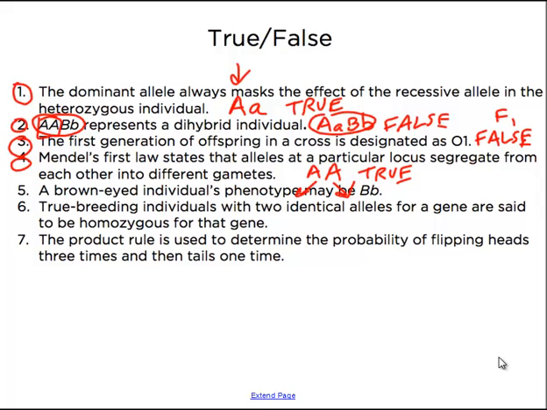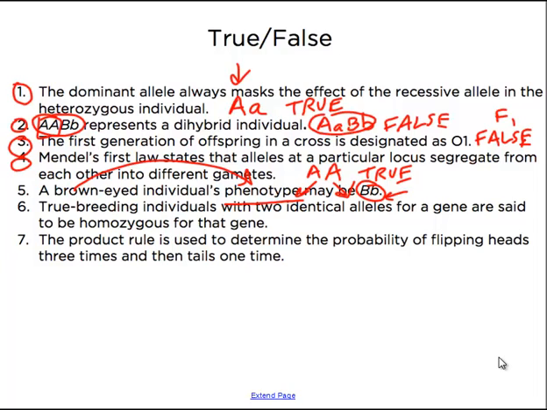A brown-eyed individual's phenotype may be big B, little b. Now, normally, this is one that could confuse you as well if you don't see the magic word here. Because phenotype by definition cannot be big B, little b, right? Phenotype is the fact that it's brown-eyed. So the question's almost, I don't know if it's just dumb or it's trying to trick you.